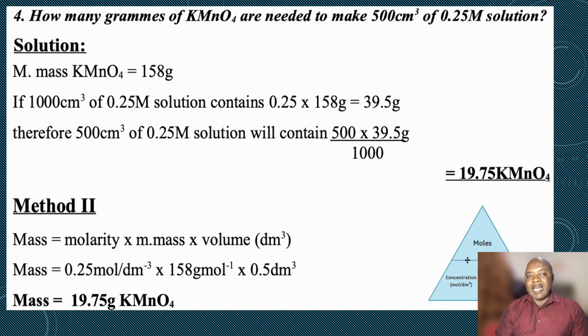So our mass that is required, how many grams of this are needed to make this? The mass that is required to make 500 cm cube of 0.25 molar solution is 19.75 gram of potassium permanganate. It takes us to question number 5.